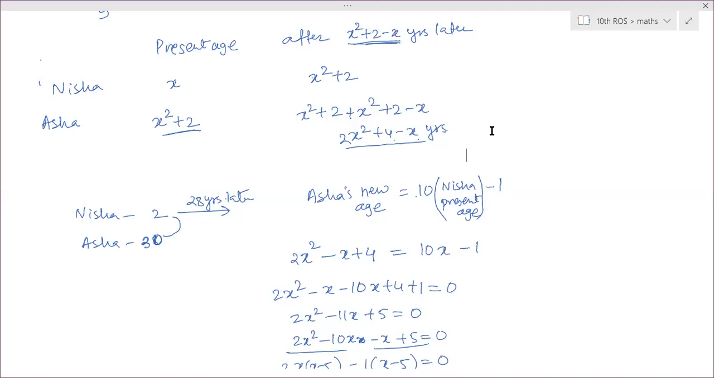Ma'am, I was not able to do the second one, ma'am. Second, 10th, second part. No, ma'am, 4.9. 4.9 seconds. The sum of the ages of a man and his son is 45 years. 5 years ago, the product of their ages was 4 times the man's age at the time. Now, at the time means present age.